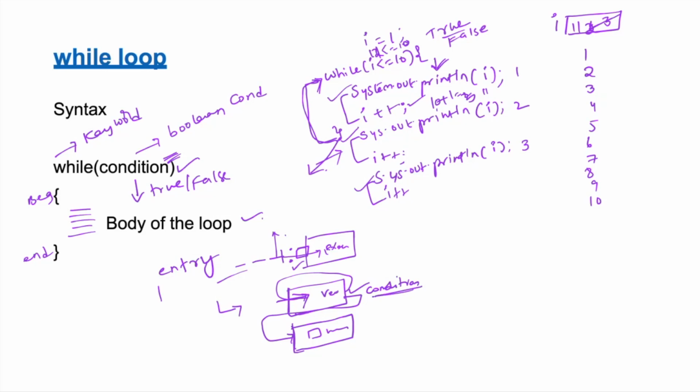You can also imagine this like a prepaid plan, and this can be a postpaid plan. In prepaid, first you pay and then you use it. Here first you use it and then you pay for it. So there are two types of loops, entry control loop and exit control loop.